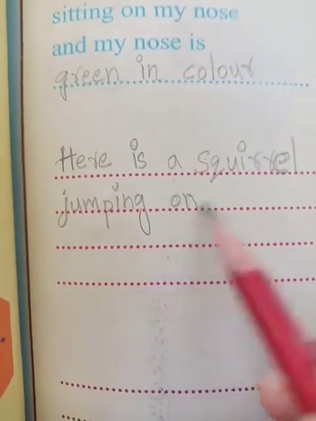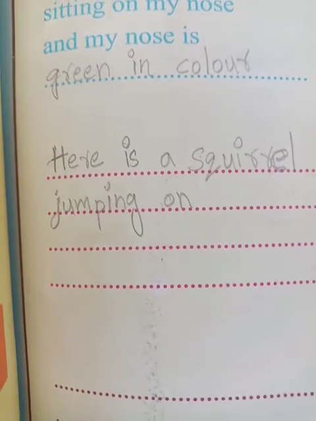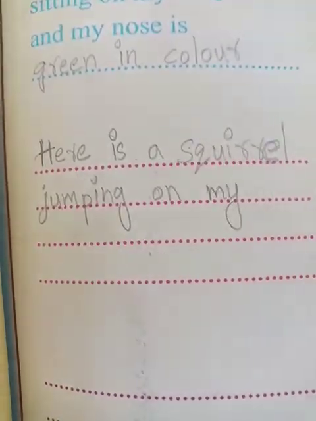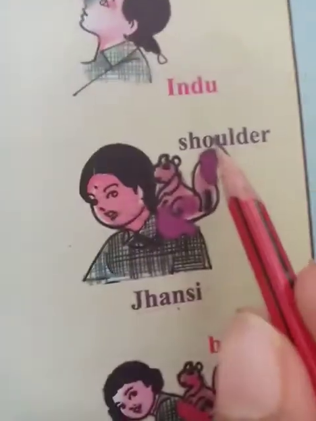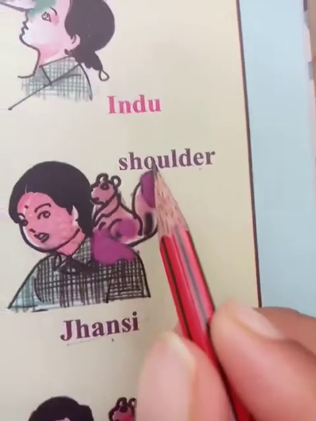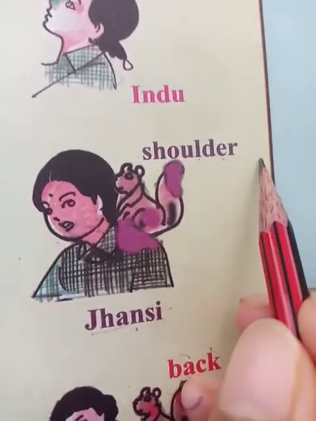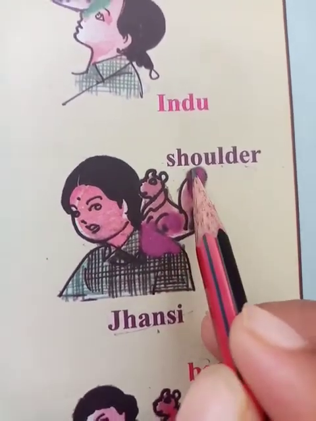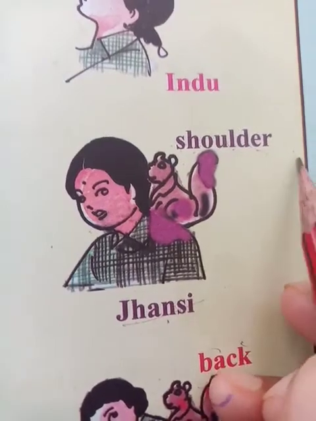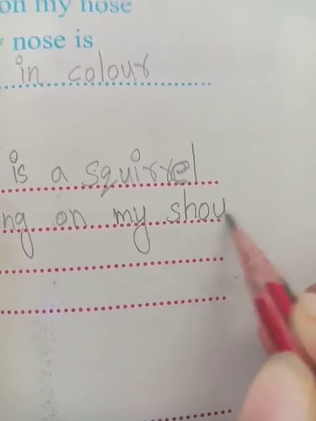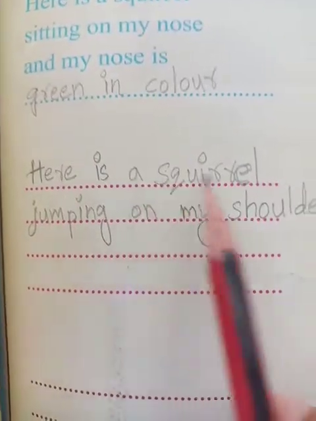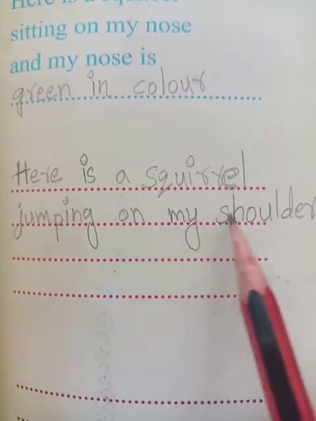On. On my shoulder. Shoulder spelling: S-H-O-U-L-D-E-R, shoulder. Right here. Jumping on my shoulder. Here is a squirrel jumping on my shoulder.